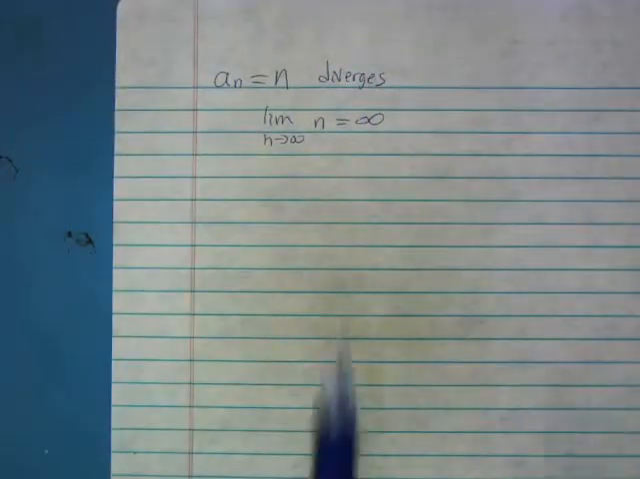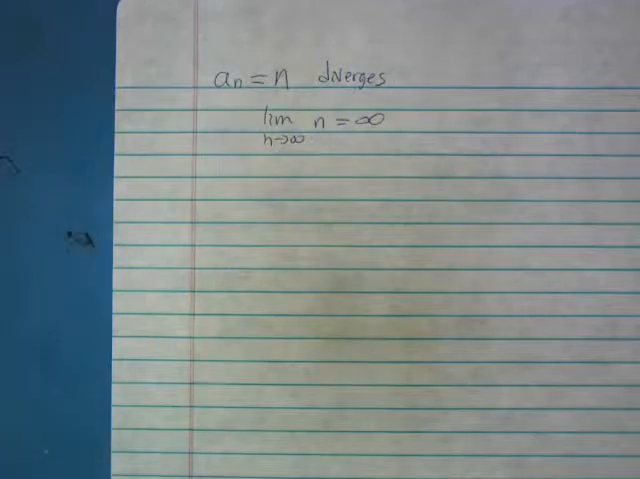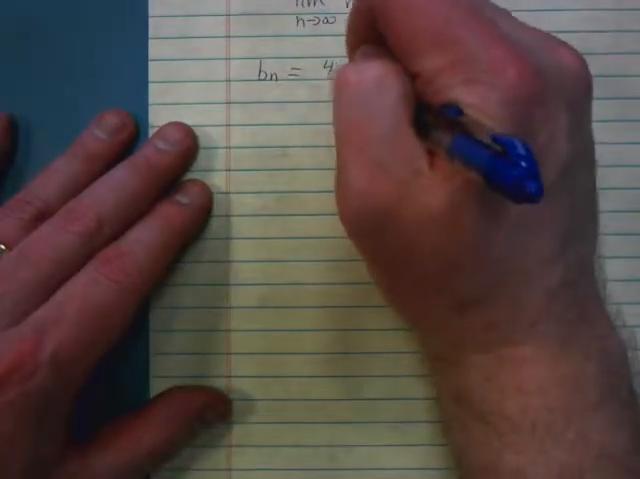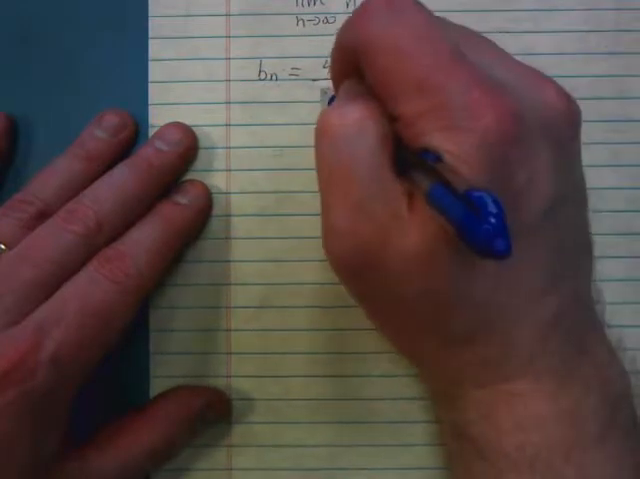By the same token, I could do n squared, I could do n cubed, I could do n to the fourth, I could keep going forever there, couldn't I? All right, those are kind of boring. And I could do square roots and cube roots and fourth roots and fifth roots, and I'd still get infinity for all of those. All right, so can you come up with one that's a little bit more interesting than just n to a power? That's a good answer. How about b sub n equals 4 to the n over n to the 8th?